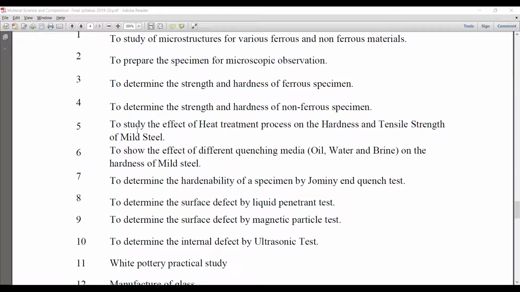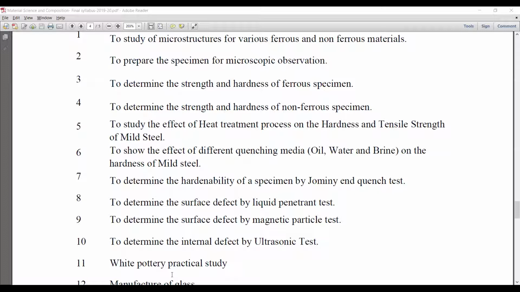Then the fifth one, to study the effect of heat treatment process on the hardness and tensile strength of mild steel. Then to show the effect of different quenching media like oil, water, brine on the hardness of mild steel. Then to determine the hardenability of a specimen by Jominy end quench test. Then you have to determine the surface defect by liquid penetrant test. Then the determination of surface defect by magnetic particle test, to determine the internal defect by ultrasonic test, and then white pottery practical study and manufacture of glass.